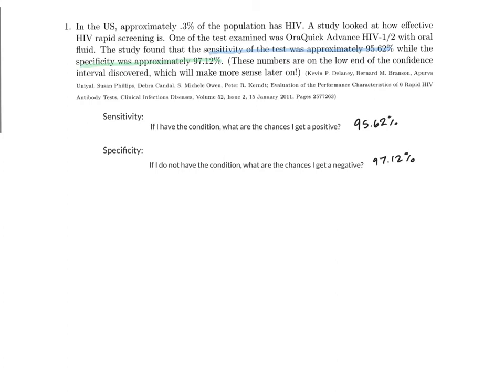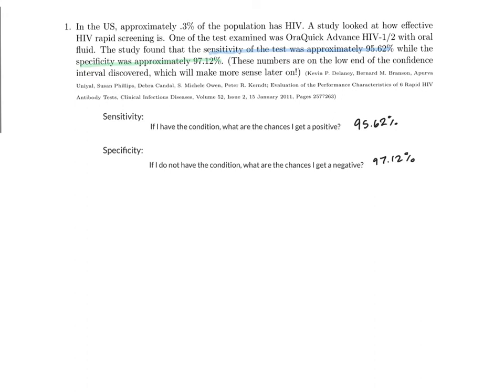That is, normally we want sensitivity to be high. That is, if people have the condition, we want to be really, really sure we're telling them they have it. In this case, specificity is higher, and what that means is that this test is actually doing a little bit of a better job telling people they don't have HIV than telling people that they actually do.